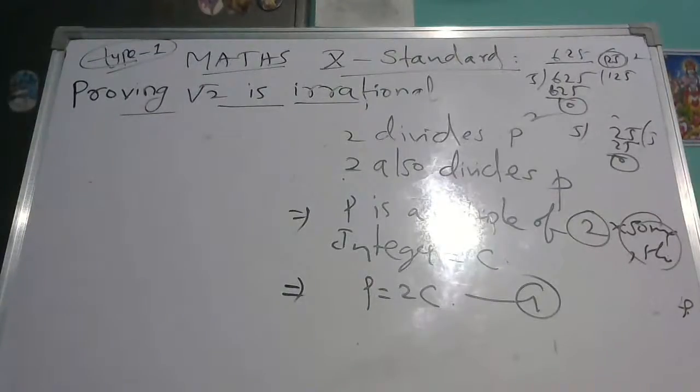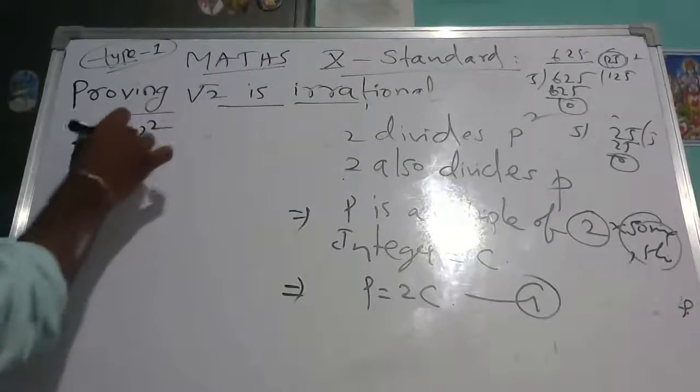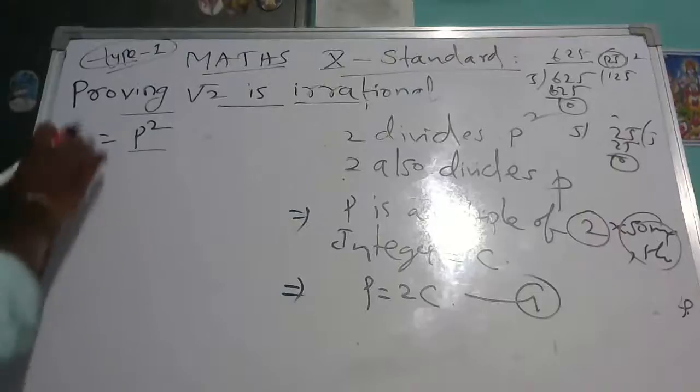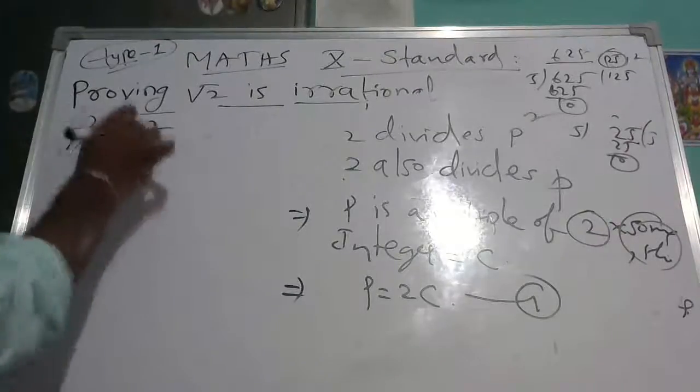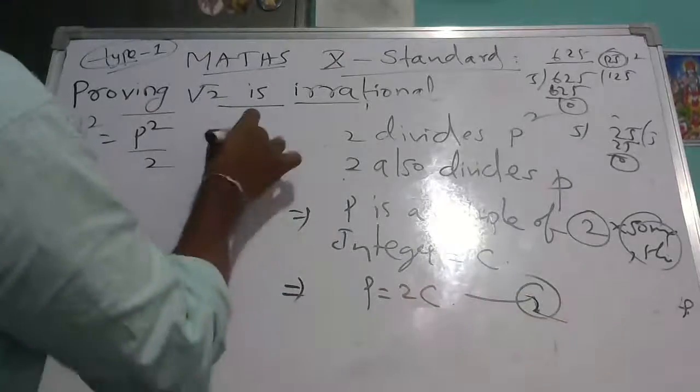Equation is saying that Q squared is equal to P squared by 2. This is equation 2, this is equation 1.